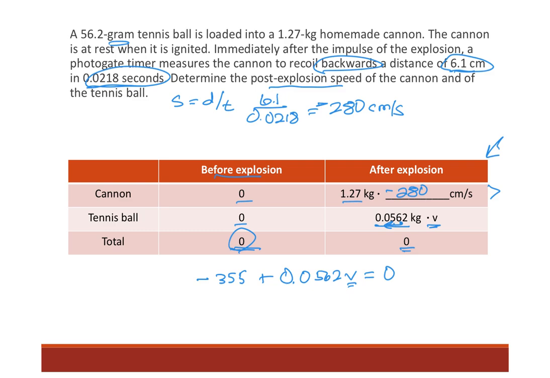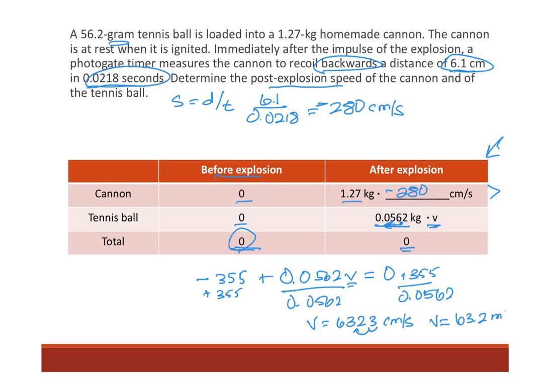So how are we going to solve for v? Well, we've got to add 355 to both sides. And then we'll go through and divide by 0.0562. Again, this is just applying those basic algebra techniques for isolating v. So if you do the math, you're going to discover that v equals 6323 centimeters per second. Or if you go ahead again from centimeters to meters, we need to move our decimal point 2 places to the left. So it'll give us a velocity in more commonly used terms of 63.2 meters per second.